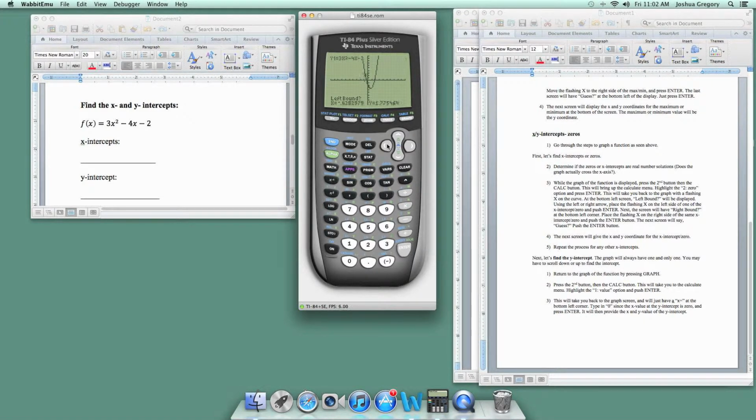So we're going back to a left bound and a right bound. We're actually going to have to do this twice. So go pick one of your x-intercepts. We know it crosses right here. Put left of it, push enter, and it's going to go right again, right bound.